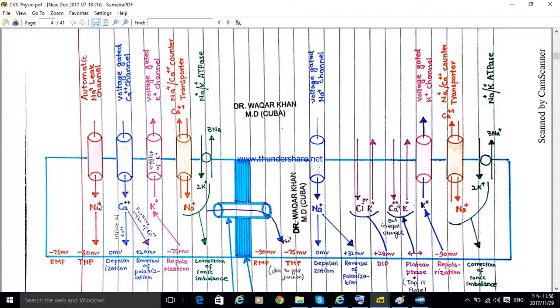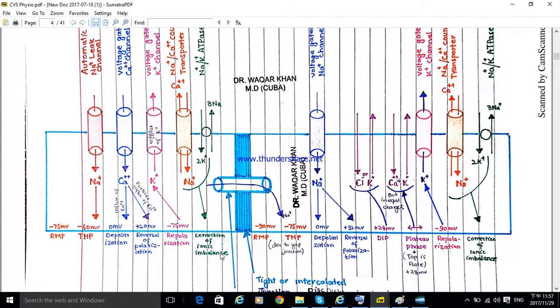As sodium will be in a huge amount from here and here, we have to make sodium go outside, and already a lot of potassium has been lost, so we have to bring potassium inside to correct the ionic imbalance. So two transporters will act: the sodium calcium counter transporter and the sodium potassium ATPase. Through this there will be 3 sodium outside and 2 potassium inside the cell, and at this stage there will be correction of ionic imbalance.